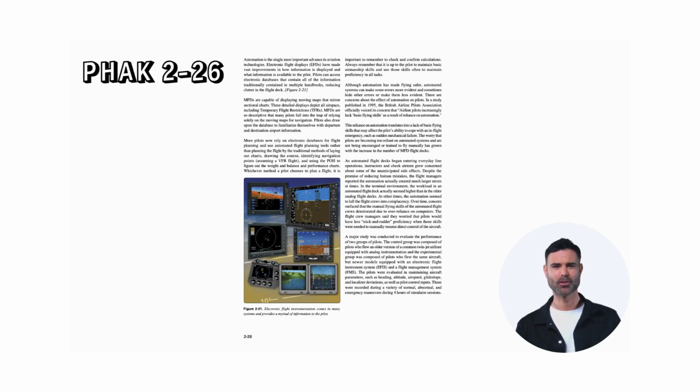Whichever method a pilot chooses to plan a flight, it is important to remember to check and confirm calculations. Always remember that it is up to the pilot to maintain basic airmanship skills and use those skills often to maintain proficiency in all tasks. Although automation has made flying safer, automated systems can make some errors more evident and sometimes hide other errors or make them less evident. There are concerns about the effect of automation on pilots.